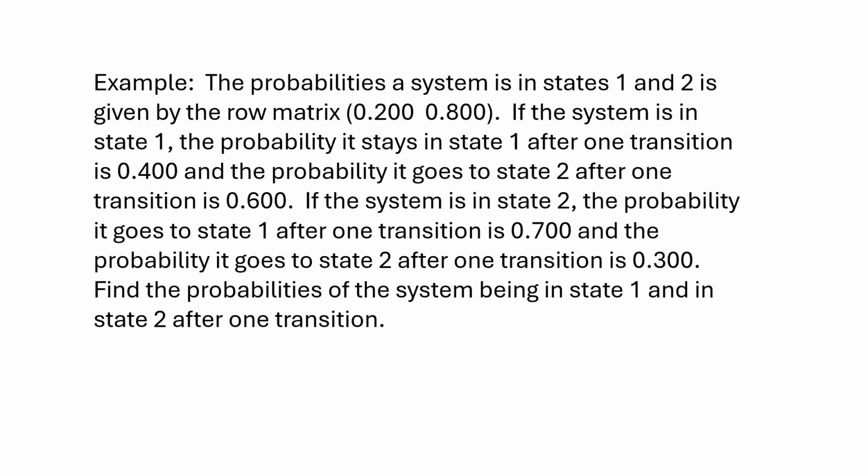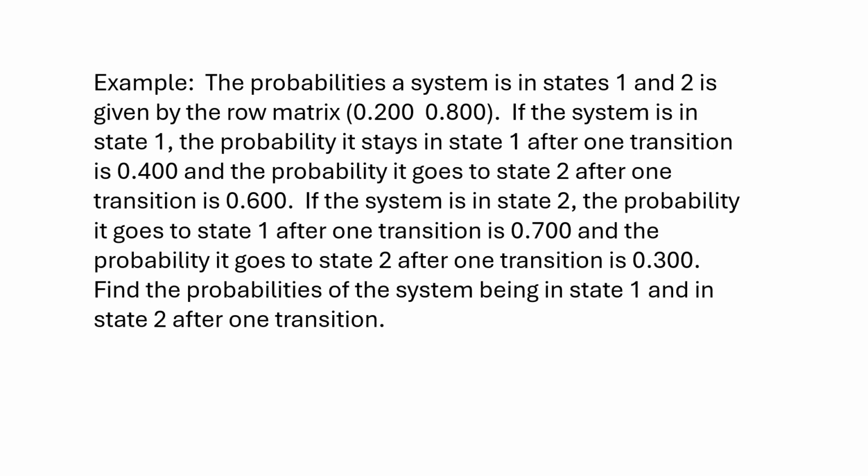So let's take an example. The probabilities a system is in states 1 and 2 is given by the row matrix 0.2 and 0.8. I put the trailing zeros so that I could work with this freely and not worry about the numbers getting too far off with significant digits. So we can assume that we can go out to 3, and we're going to have to add things to get to 1 with probability spaces, and being off in the 10,000th isn't really an issue.